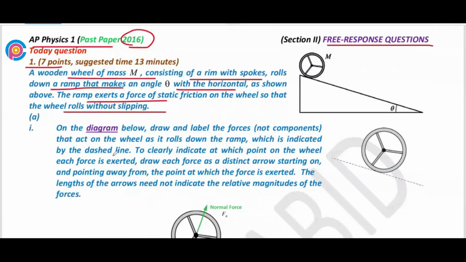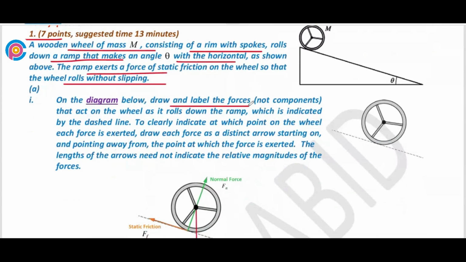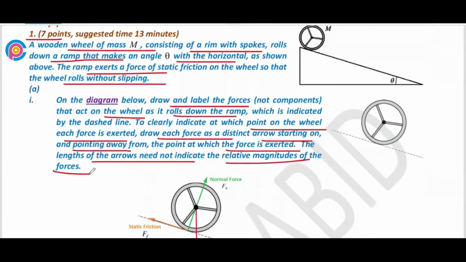The first part of the question: on the diagram below, draw and label the forces, not components, that act on the wheel as it rolls down the ramp, which is indicated by the dashed line in the figure. For clarity, indicate at which point on the wheel each force is exerted. Draw each force as a distinct arrow starting at and pointing away from the point at which the force is exerted. The length of the arrow need not indicate the relative magnitude of the forces. This means the length of the vector is not according to the force magnitude, but only an indication.